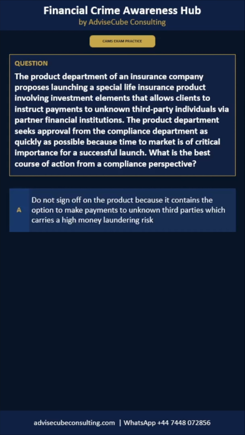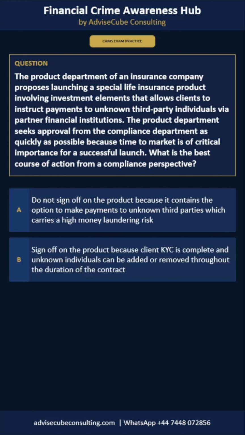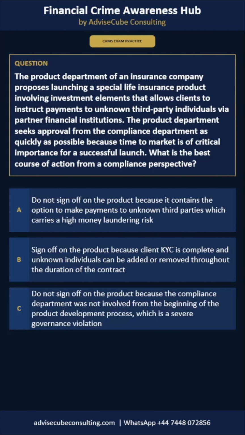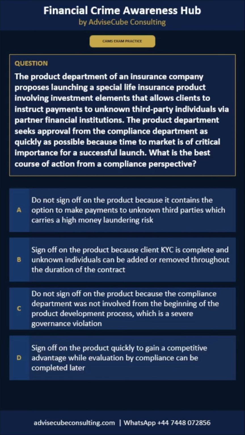Option A, do not sign off on the product because it contains the option to make payments to unknown third parties, which carries a high money laundering risk. Option B, sign off on the product because client KYC is complete and unknown individuals can be added to or removed throughout the duration of the contract. Option C, do not sign off on the product because the compliance department was not involved from the beginning of the product development process, which is a severe governance violation. Option D, sign off on the product quickly to gain competitive advantage while evaluation by compliance can be completed later.